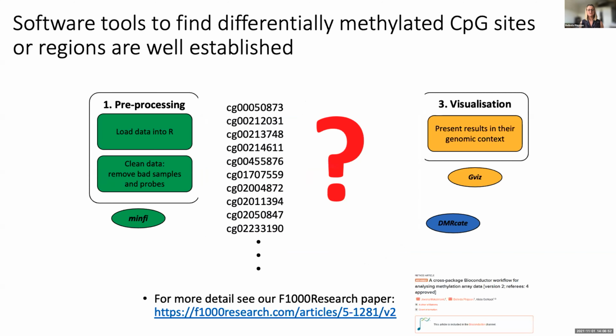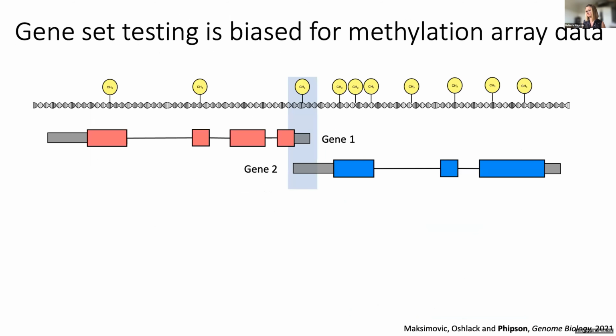But actually it's not that simple to do, because what we end up with is a long list of CpGs, and we want to understand the pathways that are involved. The issue here is annotating those CpGs to genes and then trying to do some sort of gene set testing that gives good results.